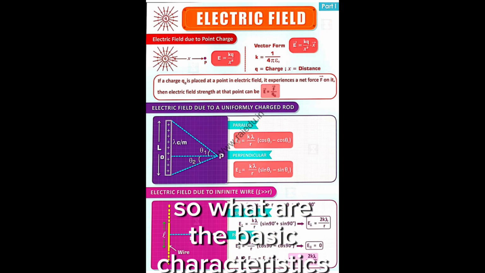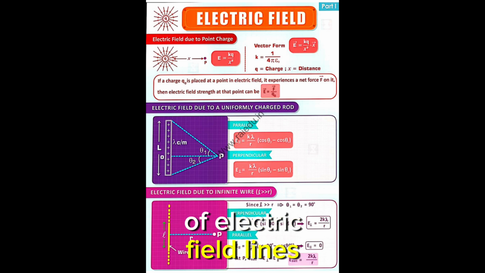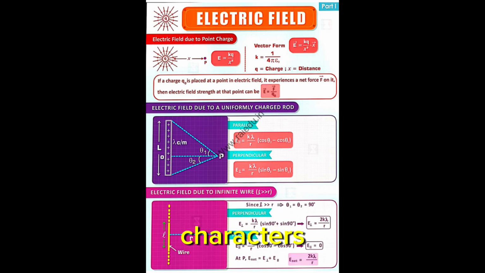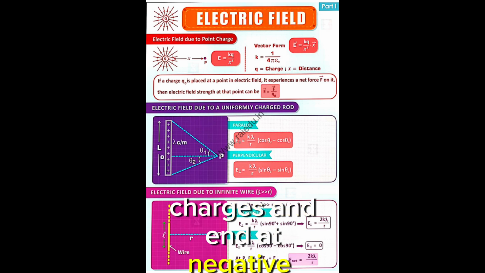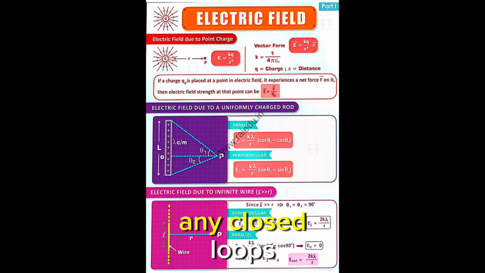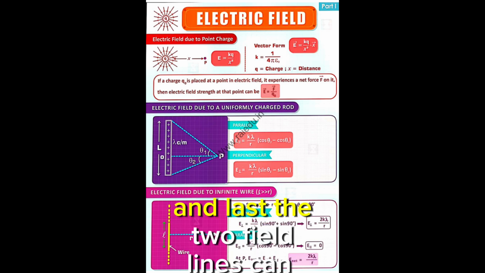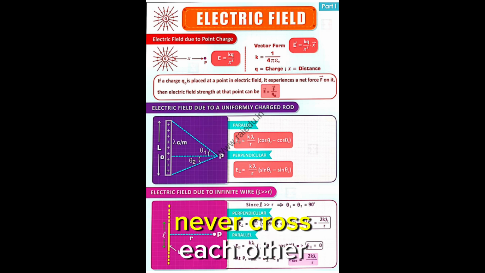So, what are the basic characteristics of electric field lines? There are three characteristics. Field lines start from positive charges and end at negative charges. Electrostatic field lines do not form any closed loops. And last, two field lines can never cross each other.